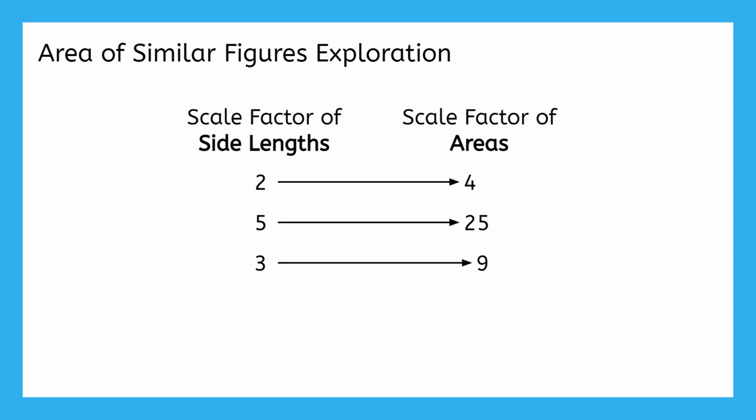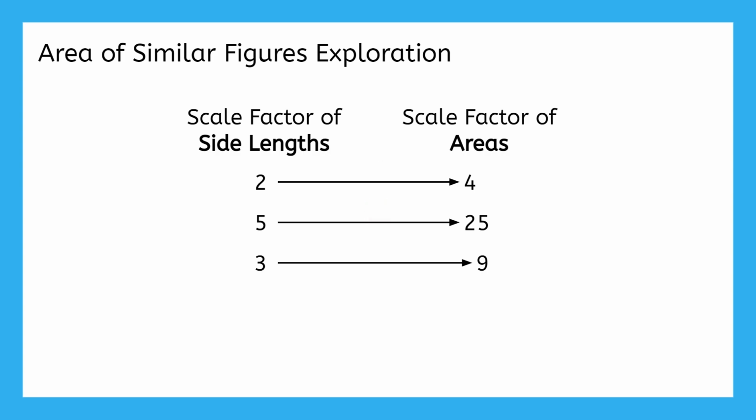What's the relationship between these 2 lists? How do I get from the side length scale factor to the area scale factor? Okay, well, let's think about this. How can I get from 2 to 4? Well, I could add 2. This relationship should work for all of these examples, though, and 5 plus 2 does not make 25, so that doesn't work.